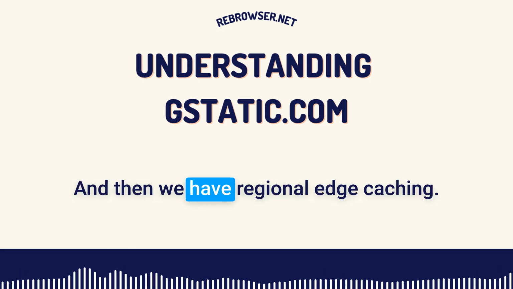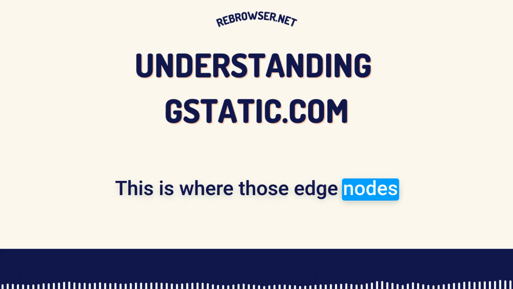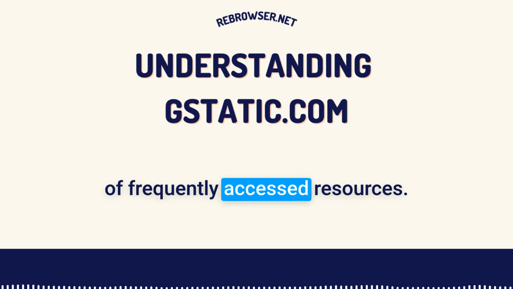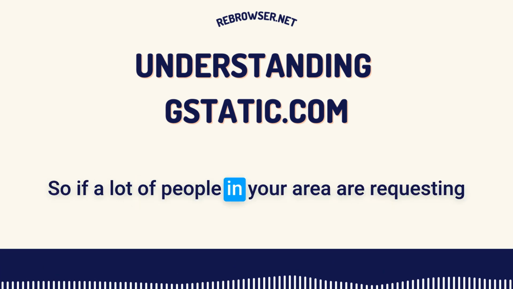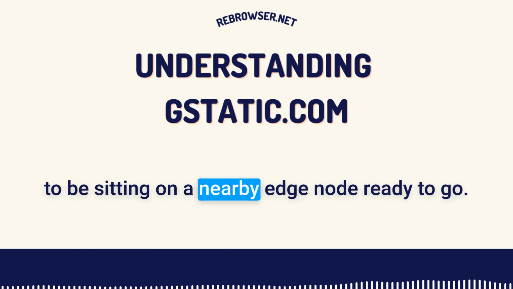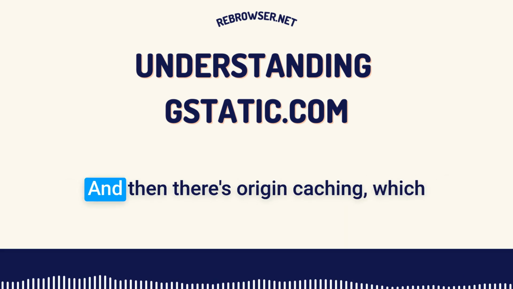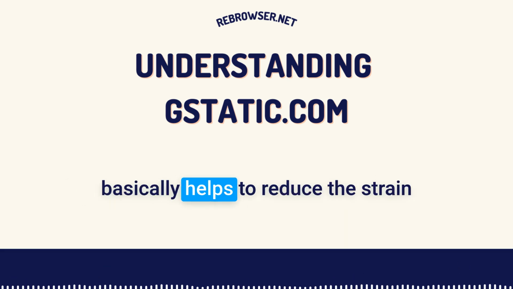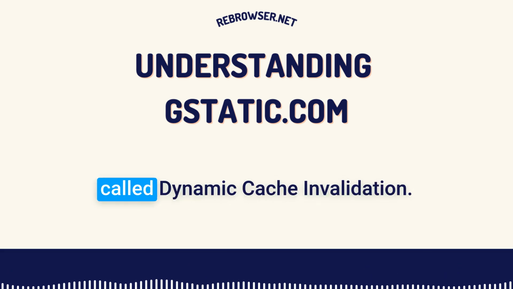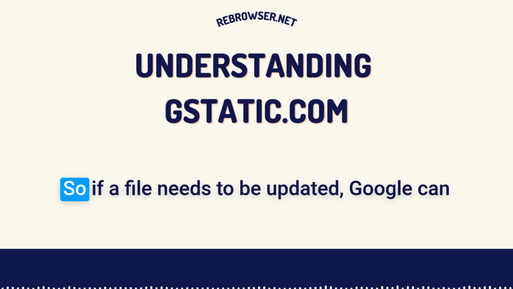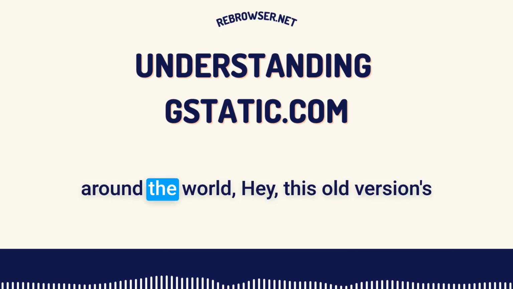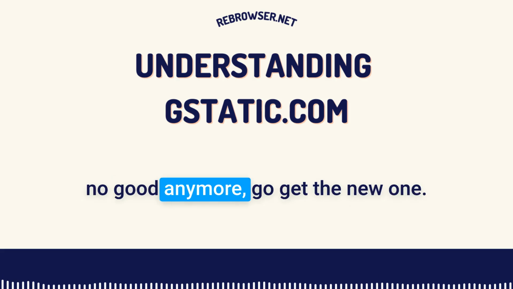Right. And then we have regional edge caching. This is where those edge nodes we talked about come in. Those servers will often store copies of frequently accessed resources. So if a lot of people in your area are requesting the same JavaScript library, for example, it's likely to be sitting on a nearby edge node ready to go. And then there's origin caching, which basically helps to reduce the strain on Google's main origin servers. And they also have a cool system called dynamic cache invalidation. So if a file needs to be updated, Google can very quickly and efficiently tell all the caches around the world, hey, this old version's no good anymore, go get the new one.